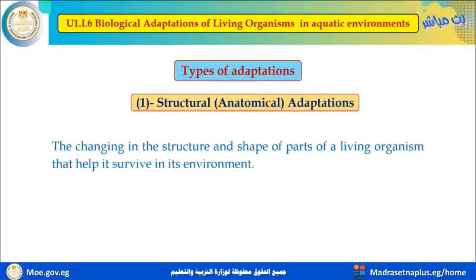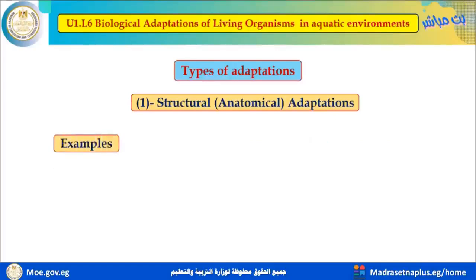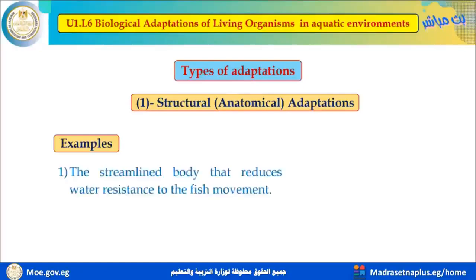Repeat the definition with me. Yes, the change in the structure and shape of parts of a living organism that helps it survive in its environment. Okay, so now let's talk about examples to clarify this concept, the structural or anatomical adaptations. The first example, the streamlined body that reduces water resistance to the fish's movement.